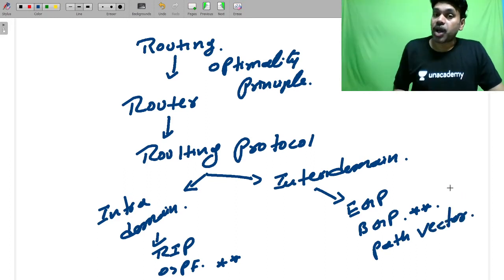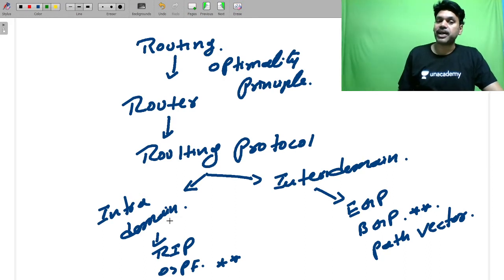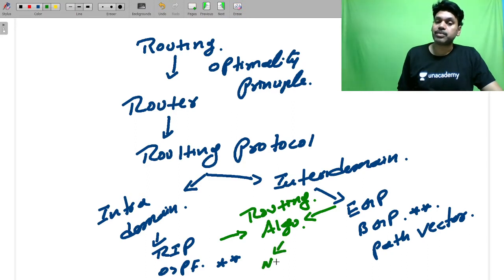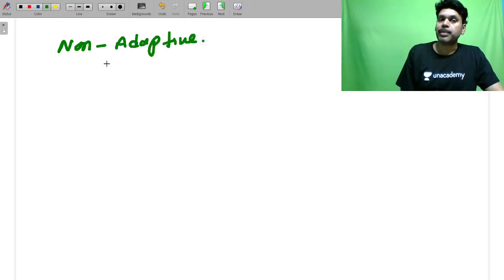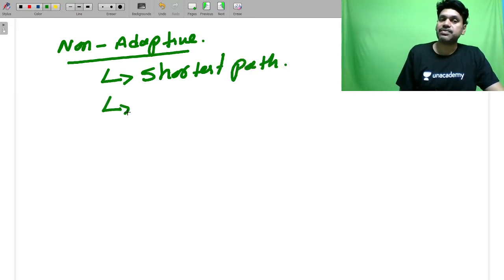Now you want to run the protocol, there is a requirement of some software mechanism or technique. Therefore, to perform intra-domain and inter-domain routing, there is a requirement of routing algorithms. Last session I shared two varieties of routing algorithm, non-adaptive and adaptive. Under non-adaptive, it is also called static routing. A predefined path is established. One of the algorithms is shortest path and flooding.